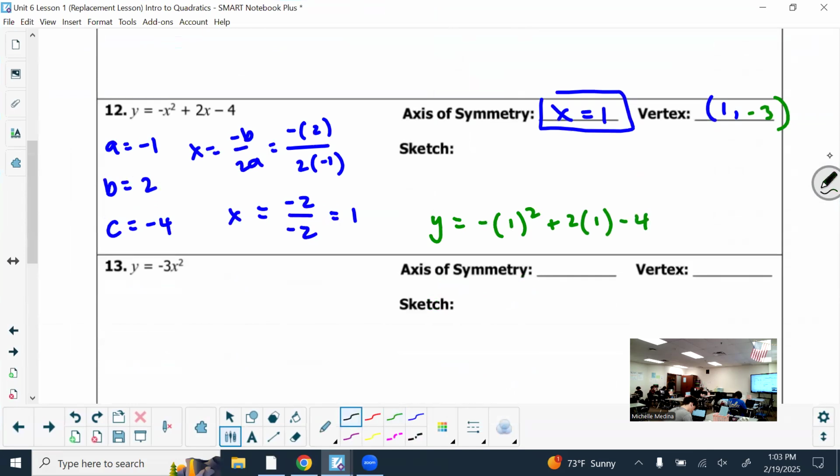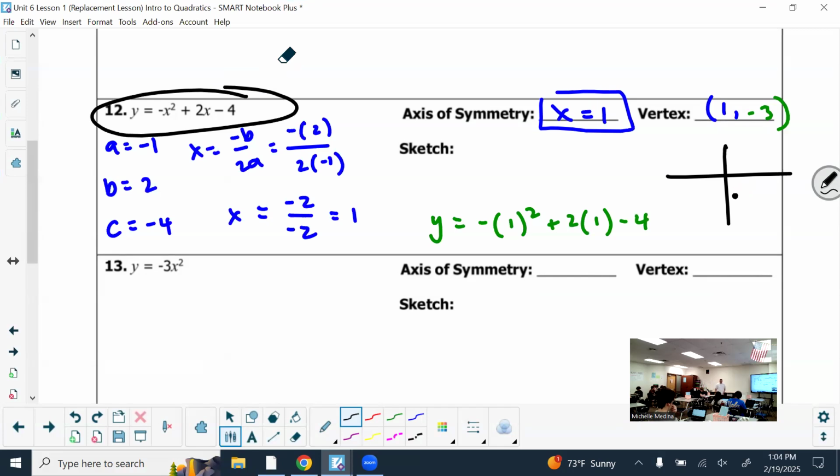Okay. So then when graphing it, what quadrant would this vertex go in? Okay, good. It'd be like about here. And based on this, does it open up or down? Down. Because the A is negative once again. All right, any other questions?